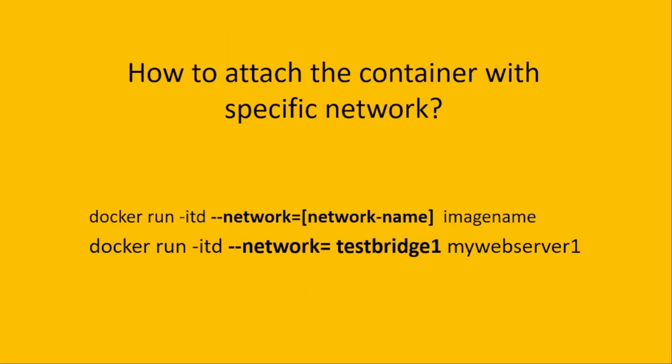So how to attach the container with a specific network. This we have already learned in the previous slide, hyphen network and network name. So here I'm going to use network bridge one. So this is what we will do in our lab section. Don't worry. So when we create a new container, we should use hyphen network equal to custom bridge network name. So here we specify test bridge one to attach the container with specific network.